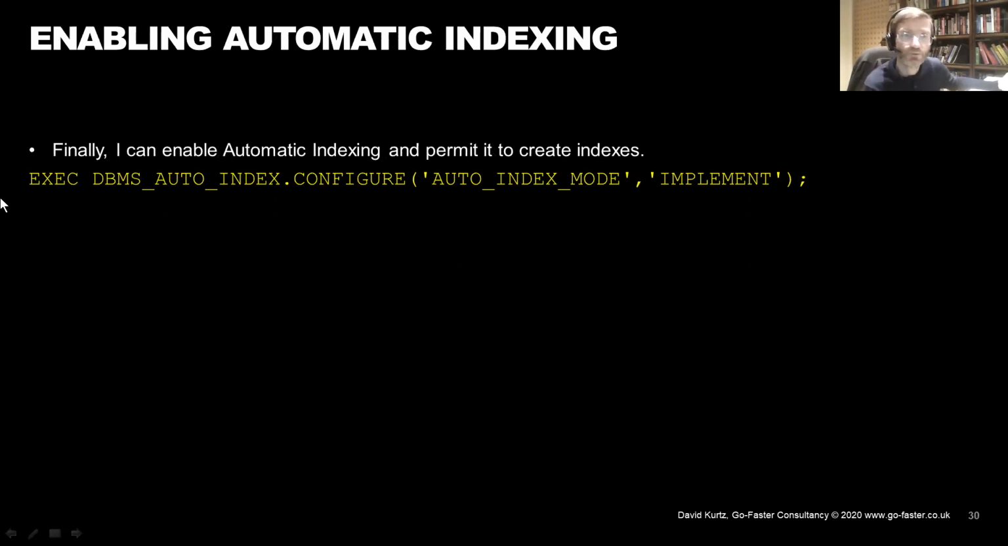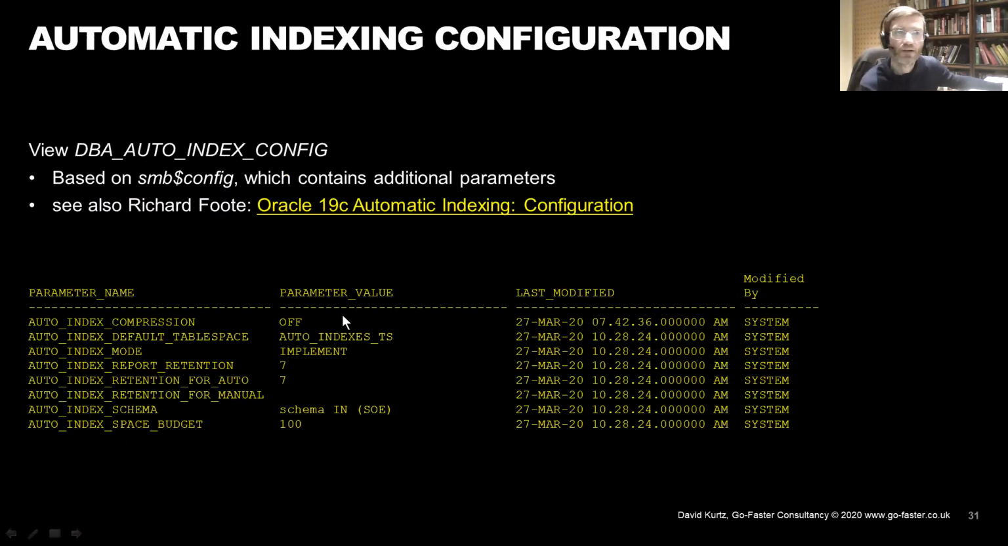I'm now going to switch automatic indexing to implement mode instead of report only mode, so that it's allowed to actually create the indexes, not just generate reports on the indexes it would like to create. I can look at the auto index config view and just look at all of the config that I've set up, just to verify the settings.